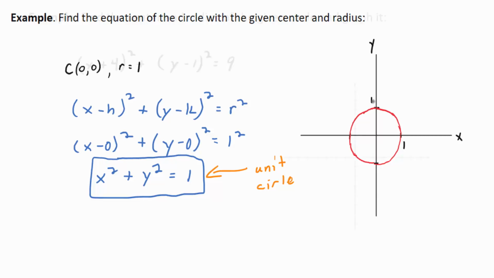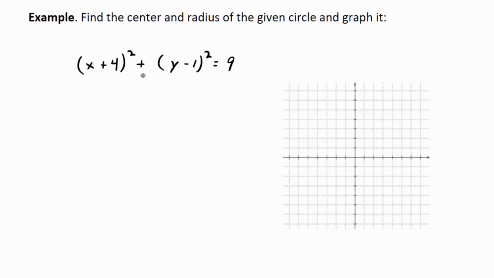Unit circle. So if you're given the standard form of the equation, let's come up with the center and the radius, and let's go ahead and graph it. We have x plus 4 quantity squared plus y minus 5 quantity squared equals 9. So now we're going exactly backwards from the last type of example. What's the center? Let's write down the standard form. It's x minus h quantity squared plus y minus k quantity squared equals r squared.